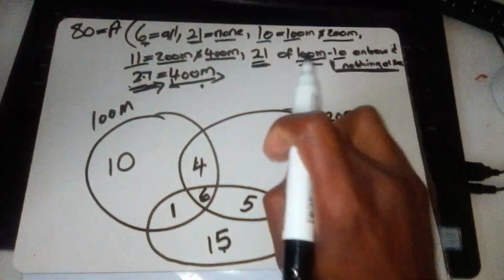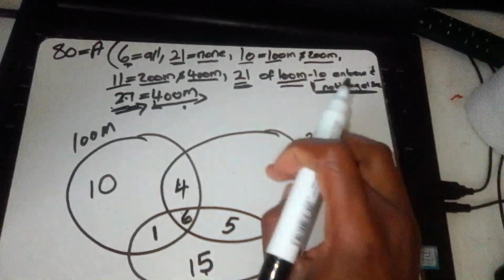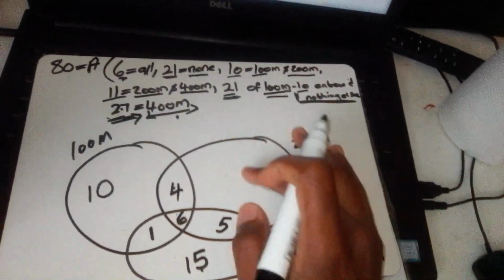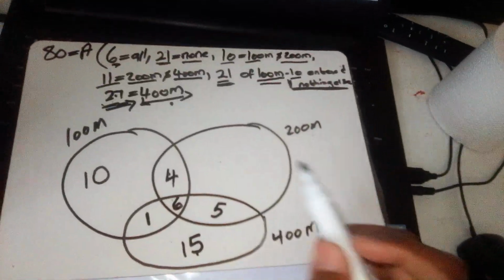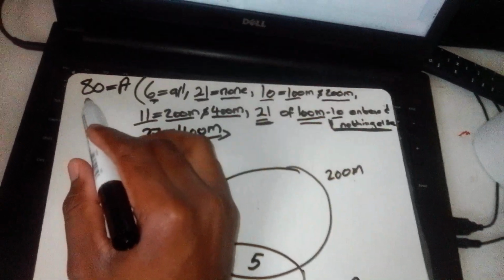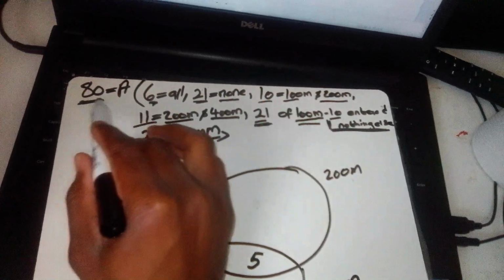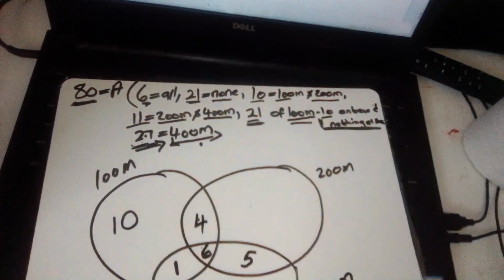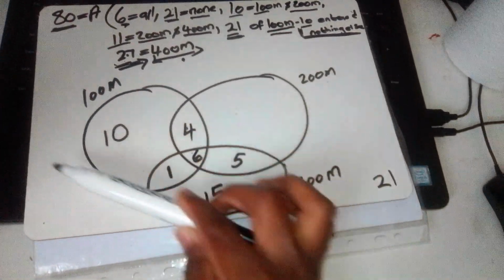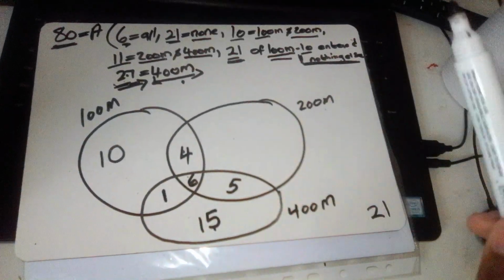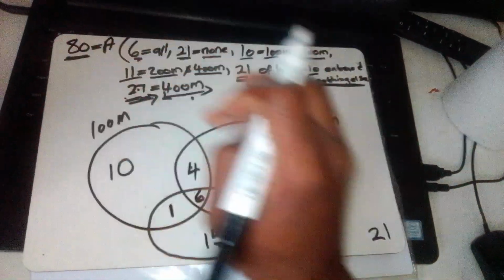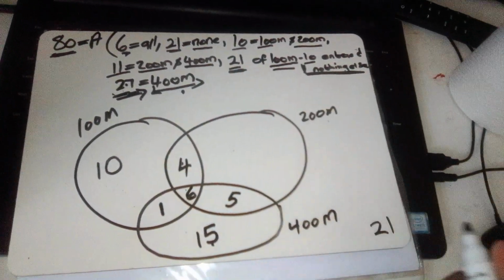So now we are left with this one. We do not have the information for this one, right? How do we get this one? So now we were told that there are 80 athletes, right? So now we need to add all the numbers here, right? Whatever that's going to be, the remainder, it's going to be for this one, right?